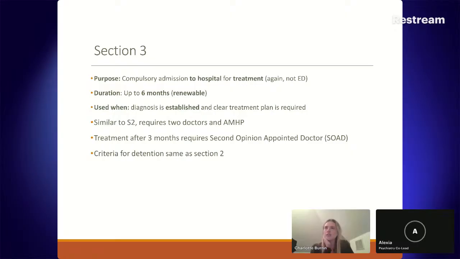Discharge from Section 3, and the same for Section 2, can happen at any point if the responsible clinician, so the consultant who's in charge, feels that the patient has improved. They can choose to discharge them from section. At that point, they would be allowed to leave hospital. There are other routes to discharge. So if a patient appeals to the tribunal, which we will come on to shortly, the tribunal could discharge the patient from their section. And for a Section 3 as well, the patient's nearest relative can also request discharge from section.